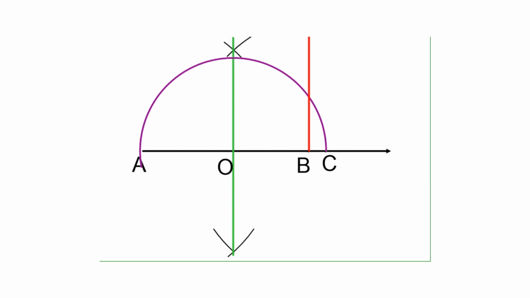We will name the point where this perpendicular meets the semicircle as D, the intersection of that line and the arc. Now this is our required length. BD is the required length, that is root 9.3.